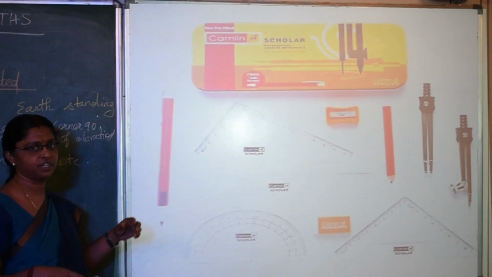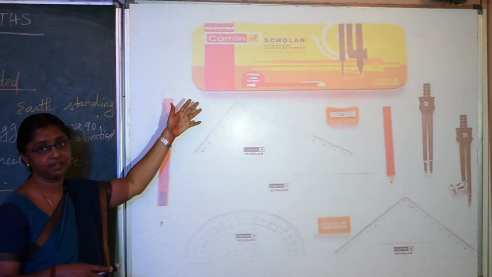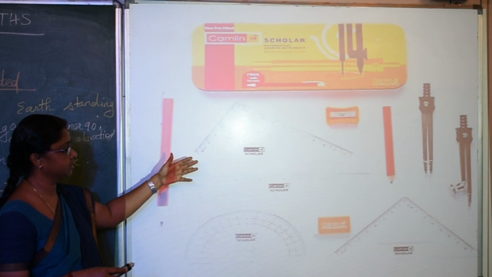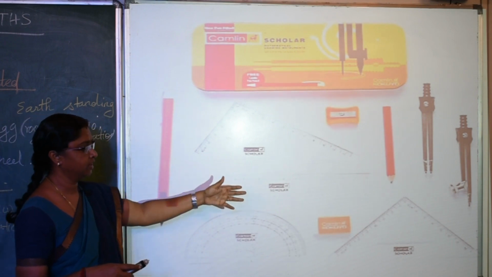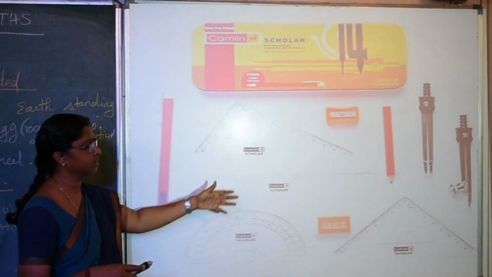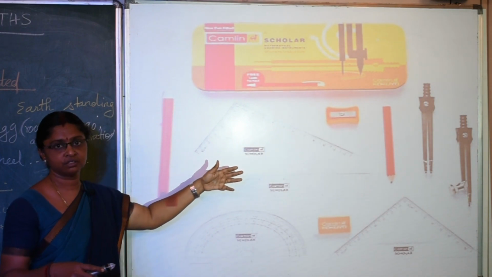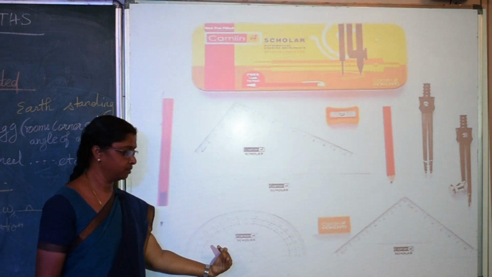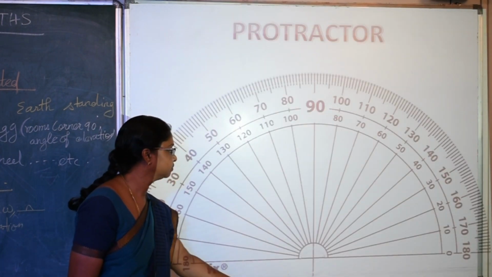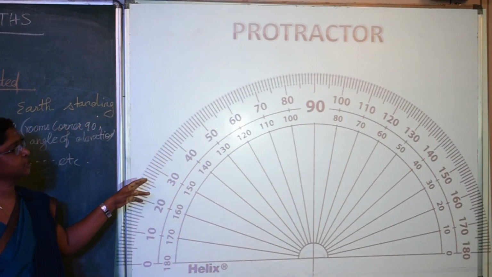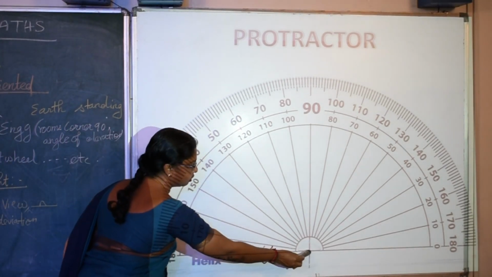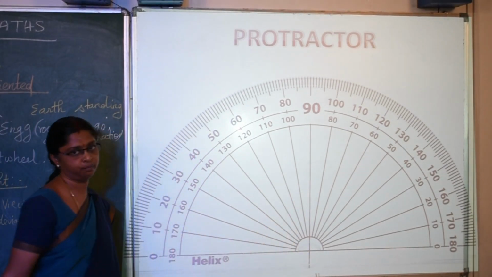Now we are going to see our maths equipment called the geometry box. In this we have a scale, ruler, tri-square, protractor, compass, and all the things. For angles we are going to use the protractor. So this is what is called a protractor. This center point is called 0 degree.